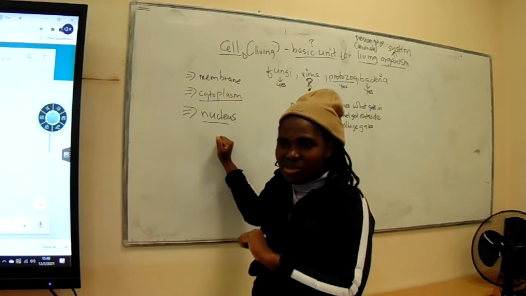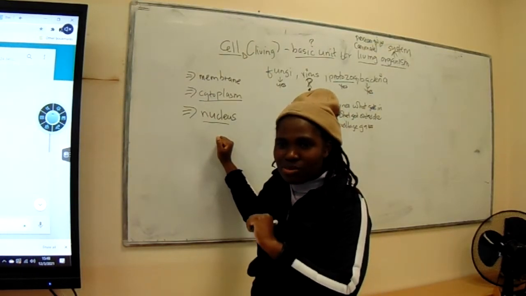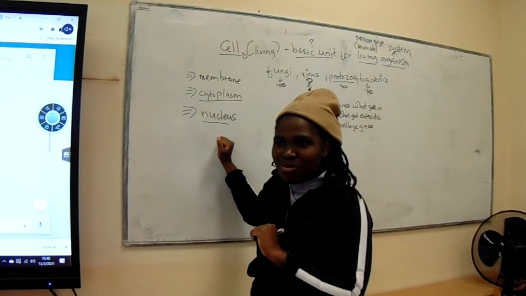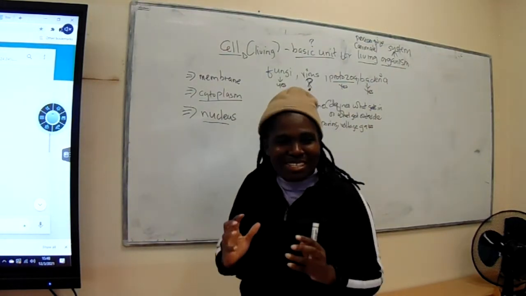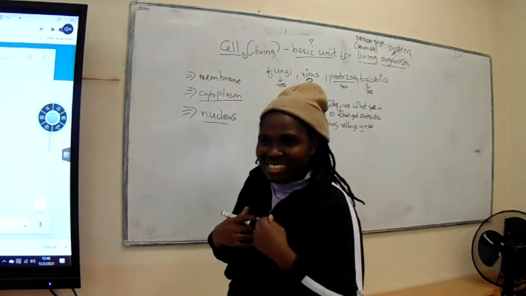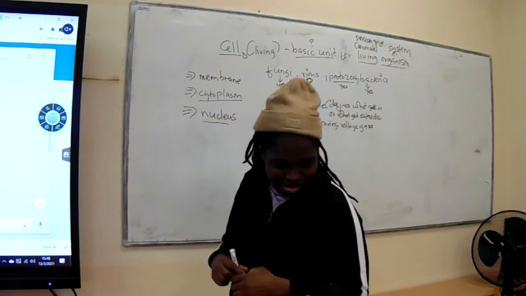Very important. Why is a nucleus key? Because it is the heart of the cell. Why is a nucleus important? Because that's where everything happens.